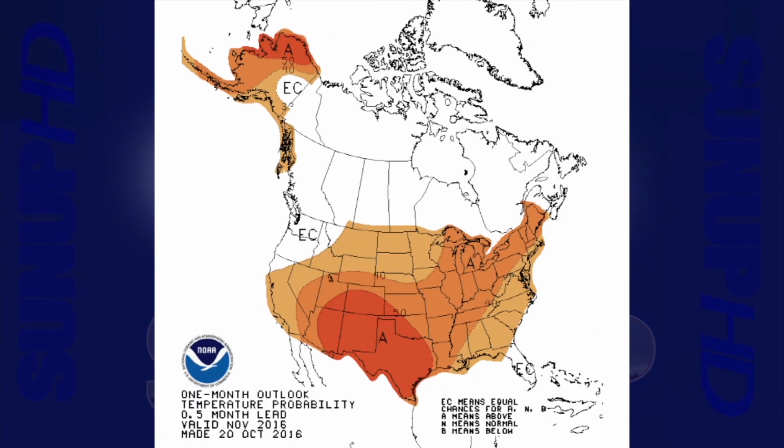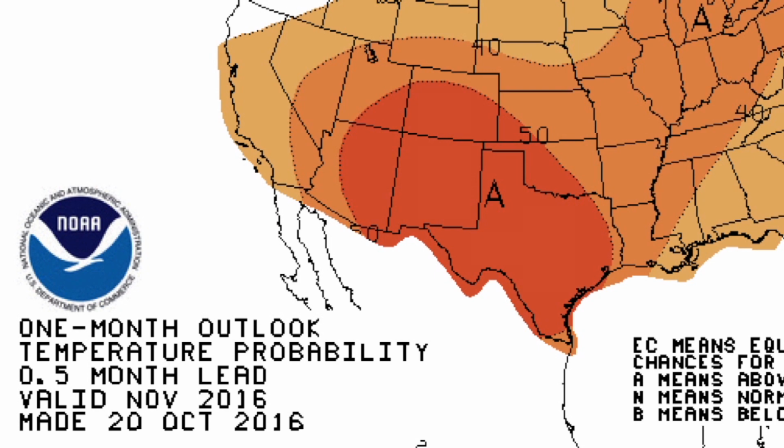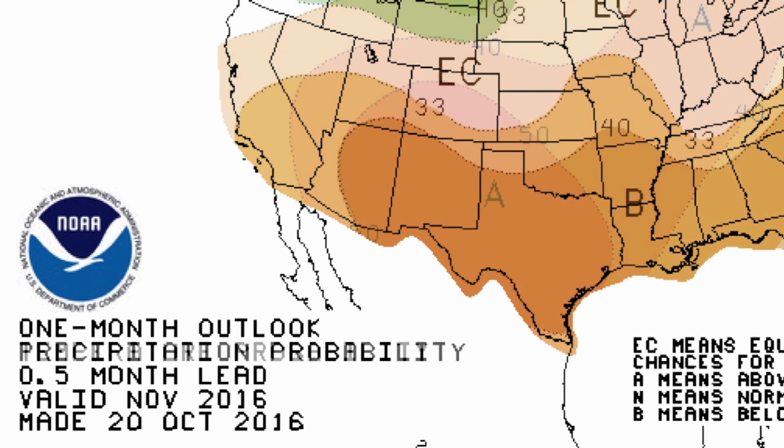Now, with the November outlooks from the Climate Prediction Center, we have good news and bad news. The bad news is they both show, for temperature and precipitation, increased odds of above normal temperatures and below normal precipitation. That's not good. That's a drought intensification recipe right there. Now, the good news is these aren't written in stone and they don't always come true. The odds are just increased in that favor.